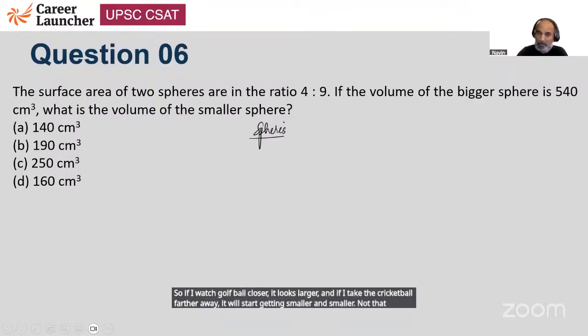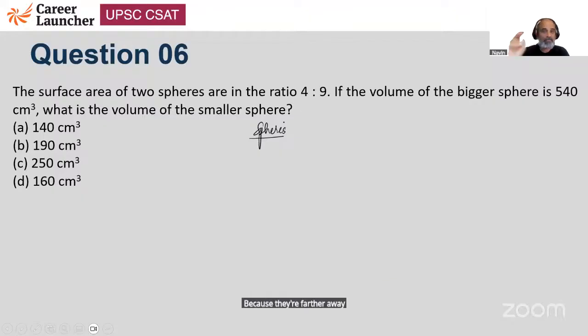Not that the cricket ball is getting smaller, but because it's farther away from us, it starts becoming tinier. So we won't be able to distinguish between them. I mean, the radii look the same, they can change.